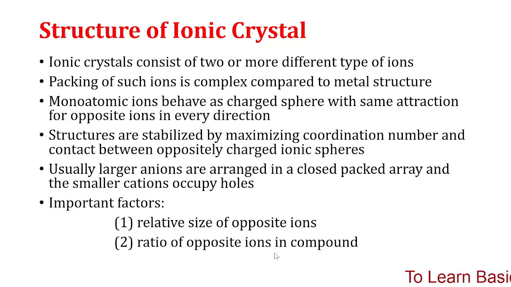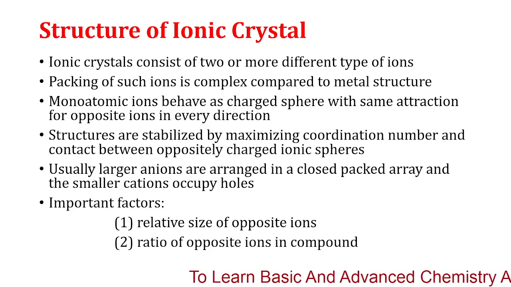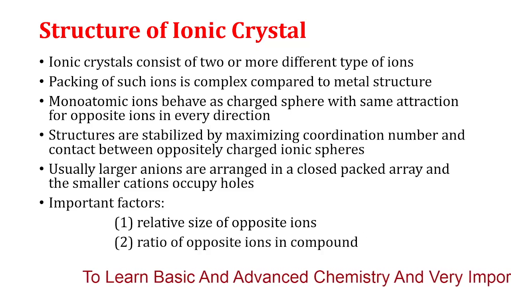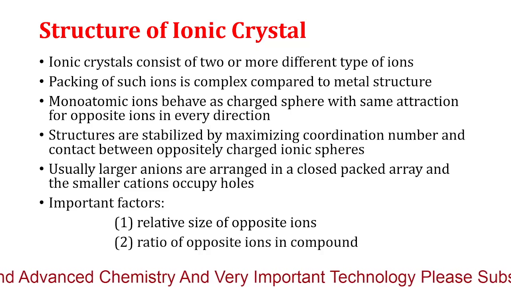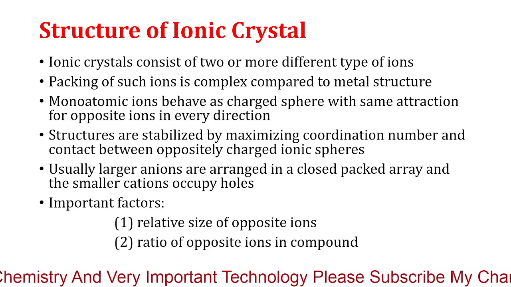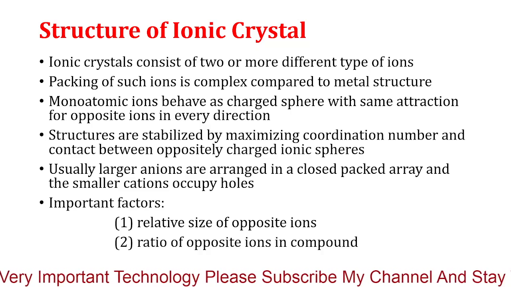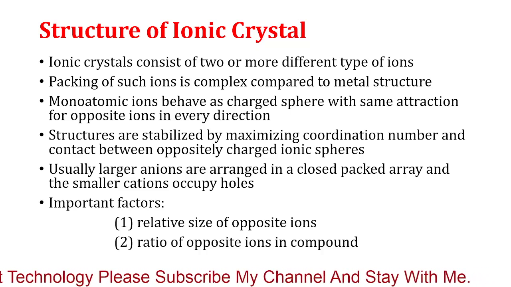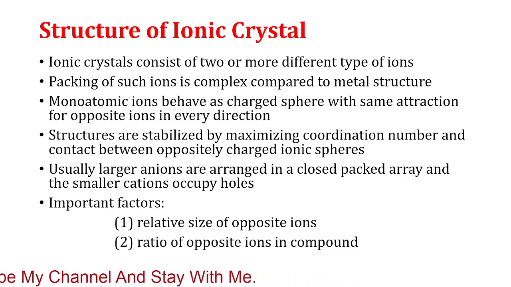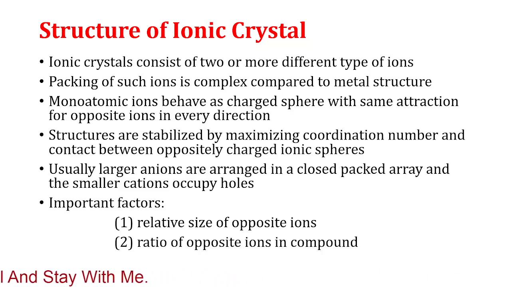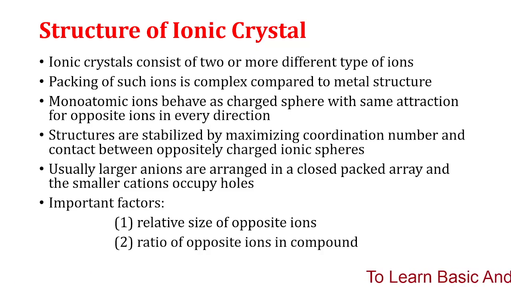Ratio of opposite ions in compound. Okay, how many opposite ions? If one atom has 5 or 6 negatively charged ions or opposite ions, let us consider lithium and chloride. If you have 1 lithium and 6 chlorides, then the structure will be one type. If you have 1 lithium and 2 chloride, that means the ratio of opposite ions is another factor in how the structure of the ionic crystal would be.